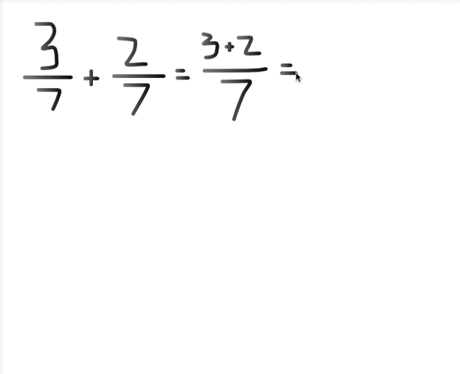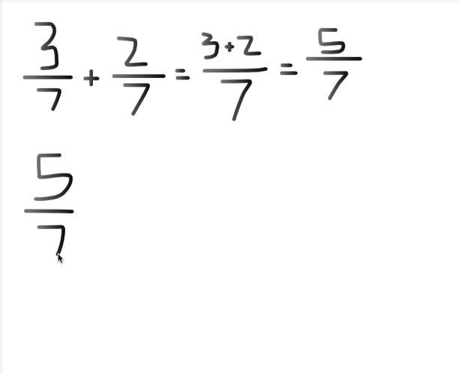So then all you have to do is basic math. 3 plus 2 is 5. And then you bring the denominator over, which is 7. So the answer to 3 sevenths plus 2 sevenths is 5 sevenths. Now the same thing applies if you're doing subtraction. So let's do this backwards now. 5 over 7 minus 2 over 7 equals.